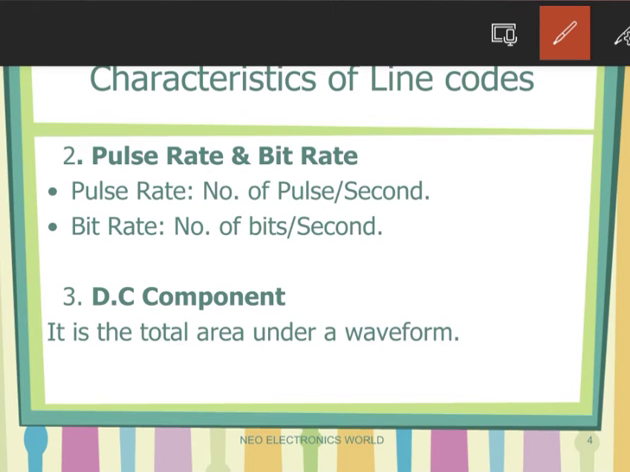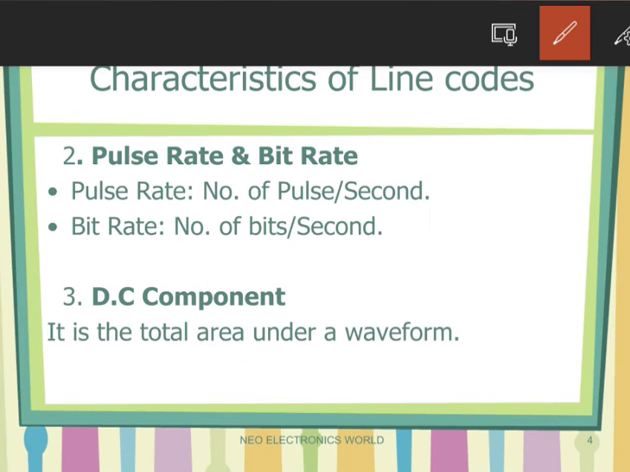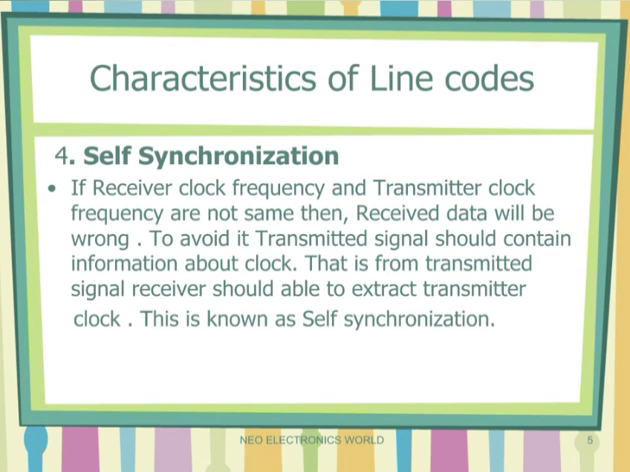Let's have another graph of a similar kind. I'll draw this here and here, and one more here. What is the area here? The area under this and the area under this together form 1 minus 1 plus 1, which is equal to 1. The area will be 1, because the negative part is cancelled off. That is the DC component, the total area under the waveform. Then we can see the next characteristic, self-synchronization.